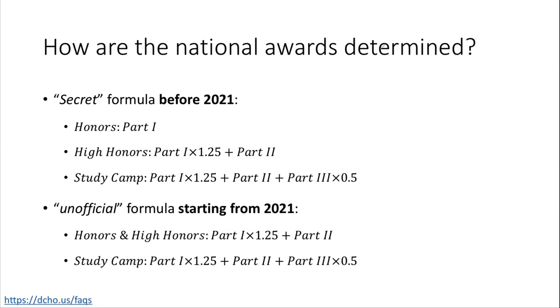Sometimes it's 146, sometimes it's 151, but it's around 150 students because they need to find a cutoff, right? But the cutoff may not give you a perfect number of 150 students. Starting from 2021, it seems like there are some changes. In the past, if your goal was only honors, you only needed to take care of part 1. But now it seems like both part 1 and part 2 will determine the honor and the high honor.